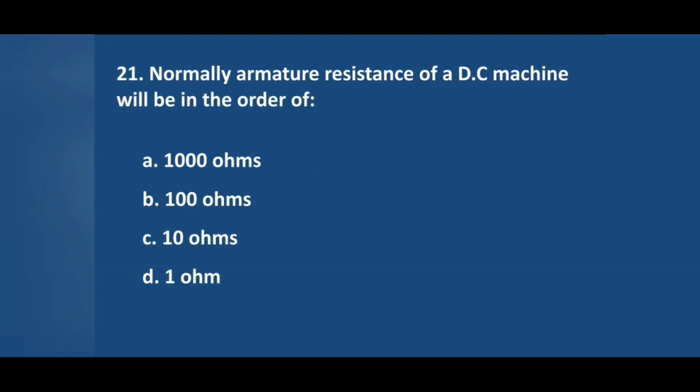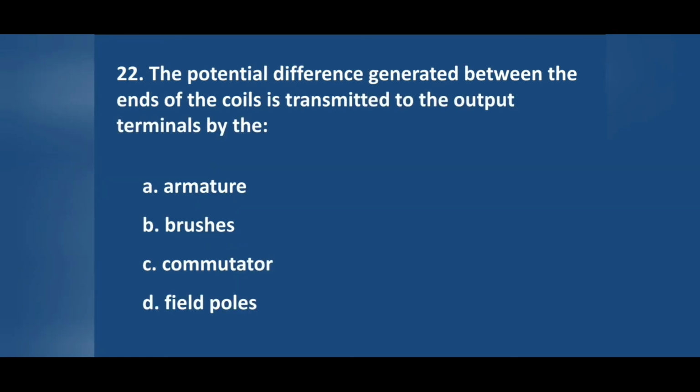Question number 21. Normally, armature resistance of a DC machine will be in the order of. Answer is option D, 1 ohm. Question number 22. The potential difference generated between the ends of the coils is transmitted to the output terminals by the. Answer is option B, brushes.